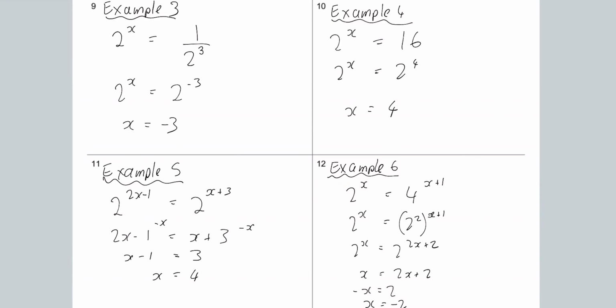Another way I could have done it, but it'll just make people confused, is I could have taken away x from both sides, and that would have got me 0 equals x plus 2, and then take 2 away from both sides to get x equals negative 2. Either way. One more example.